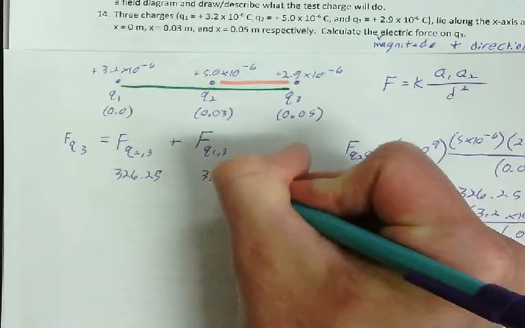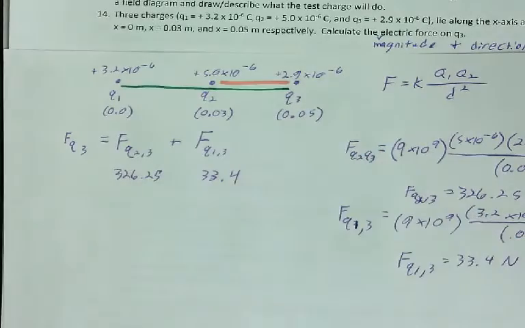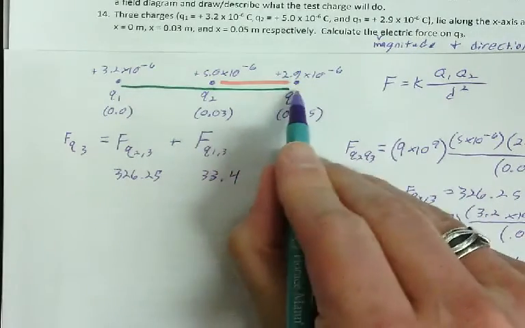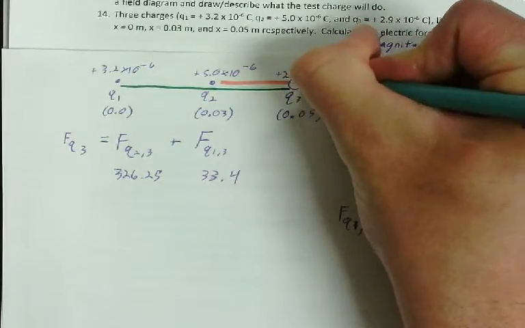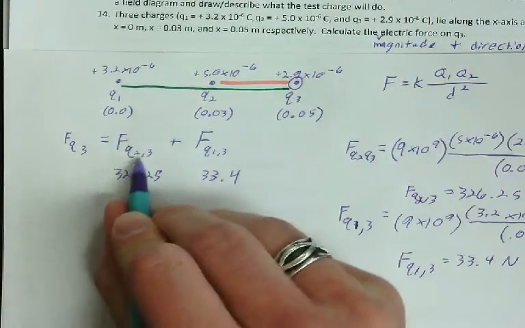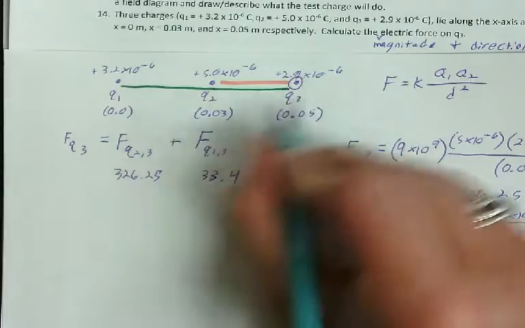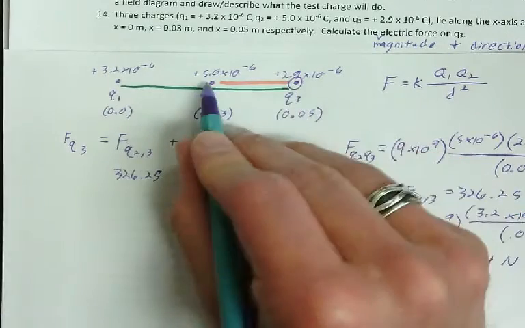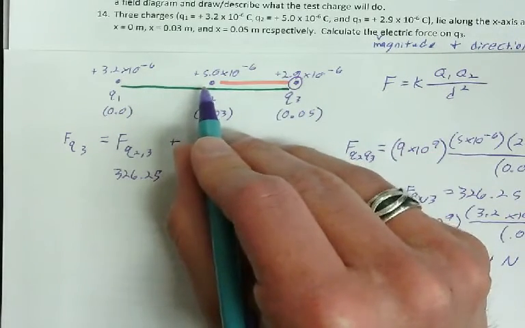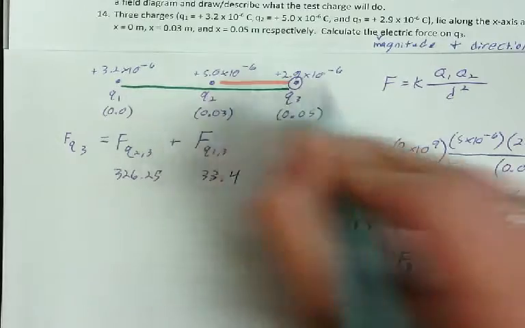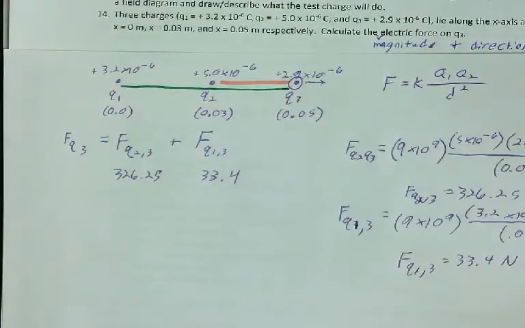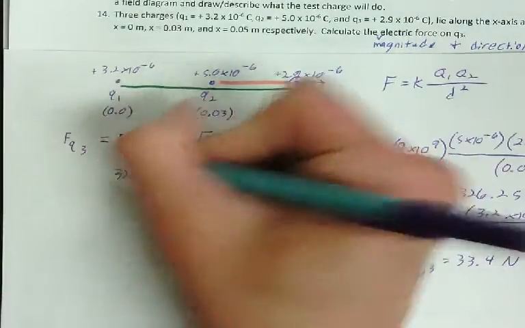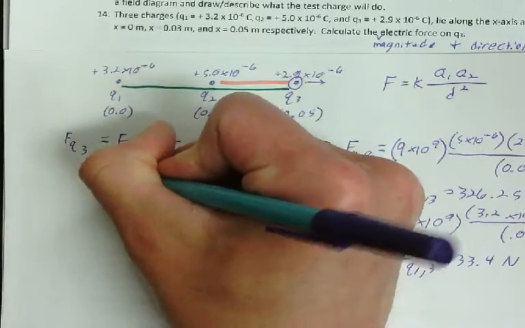What we need to do now is figure out the direction. Here's how you do it. You look at the charge that you're interested in. We're interested in Q3. And you ask yourself, what direction will Q3 move because of Q2? Q3 is positive, Q2 is positive, so they're going to repel. Which direction will it repel? It will repel to the right because of Q2. So this would be a positive force between 2 and 3.